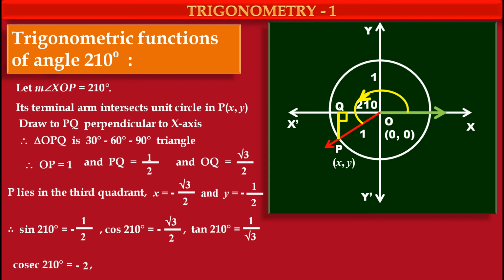Cosec 210 is the reciprocal of sin 210 and that's why its value is minus 2. Sec 210 is the reciprocal of cos 210 and that's why its value is minus 2 upon root 3. And cot 210 is the reciprocal of tan 210 and that's why its value is root 3. Friends, solve this again in your notebook for your better understanding.